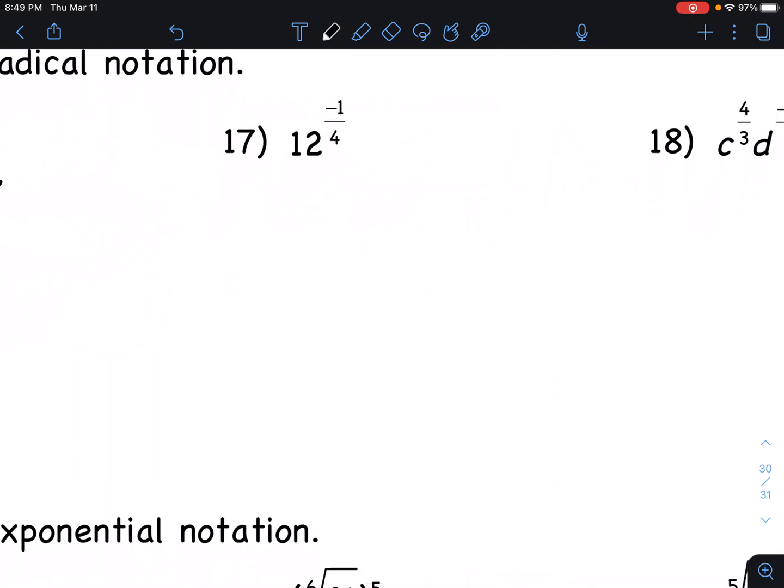Number 17, first things first, we got a big no-no in math here. We are not allowed to have negative exponents. So what we need to do is make a fraction, move 12 to the denominator, and make the 1/4 positive.